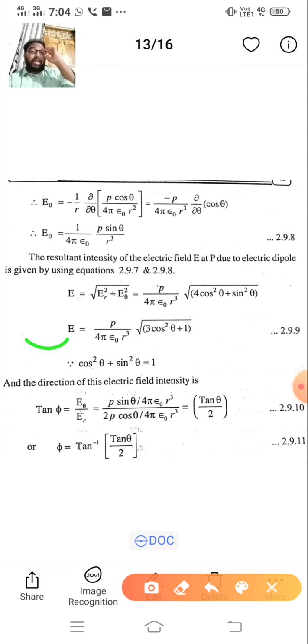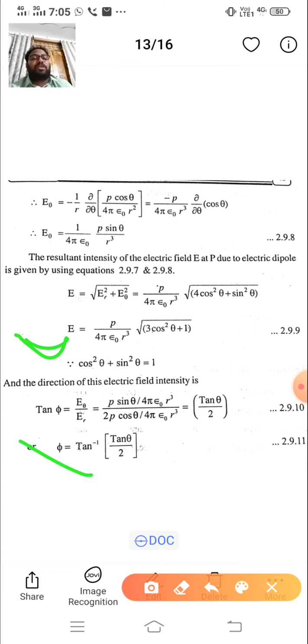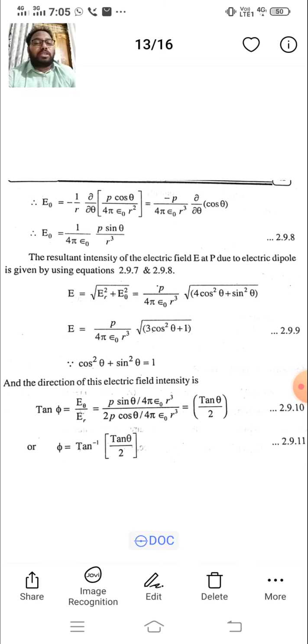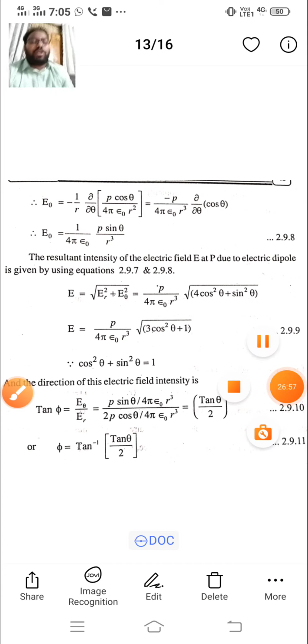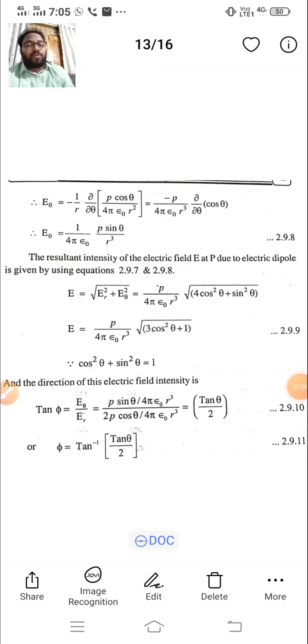That's why in polar coordinates R and theta, we can write E in the form of E_R and E_theta. Then E becomes E equals P by 4 pi epsilon into R cube and the root of 3 cos square theta plus 1. And the direction of this electric field intensity is phi equals tan inverse of tan theta by 2. So these are today's topics, very very important topics for semester 5, paper 5 of final year students.